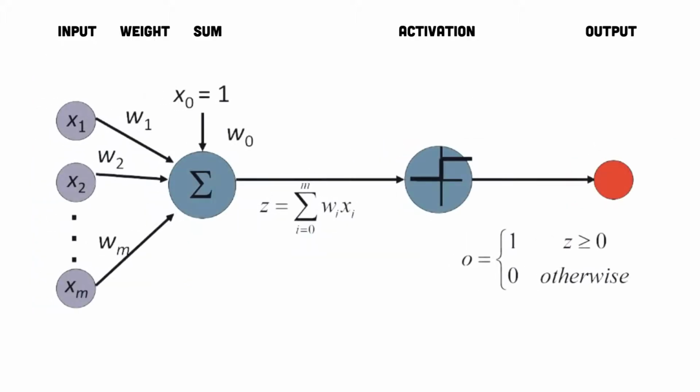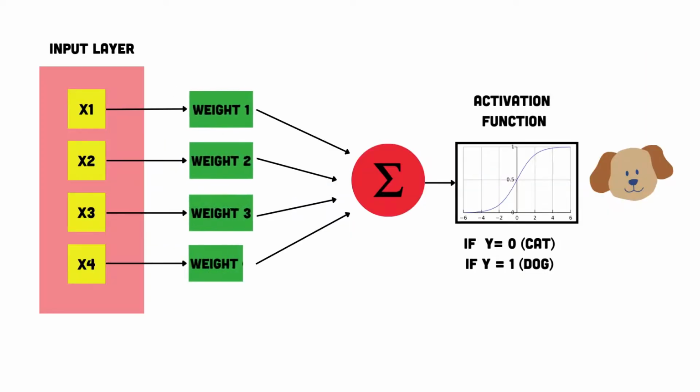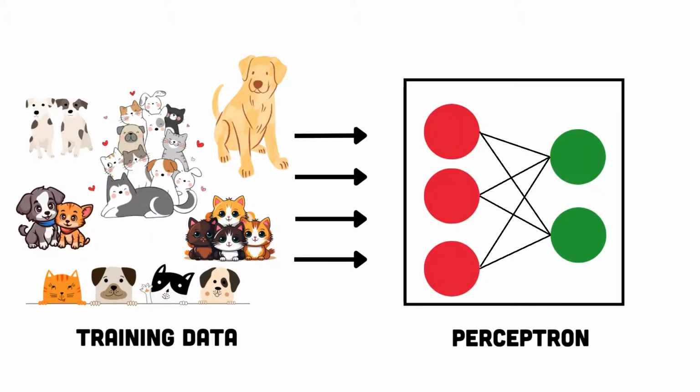In essence, perceptron is a single neuron that can take multiple input signals, applies weights to these inputs, and then sums the weighted inputs, passes the sum through an activation function, and finally produces a single output, typically binary, 0 or 1. Now you might be wondering, how do we decide what weights are multiplied by the input? The answer is training the perceptron on training data.